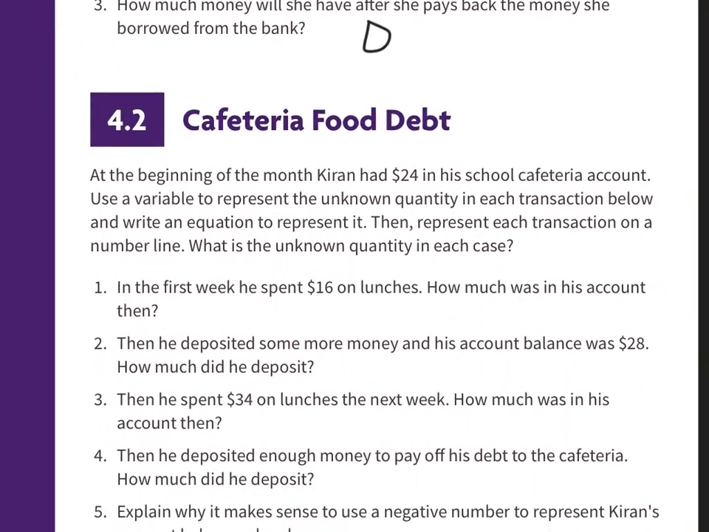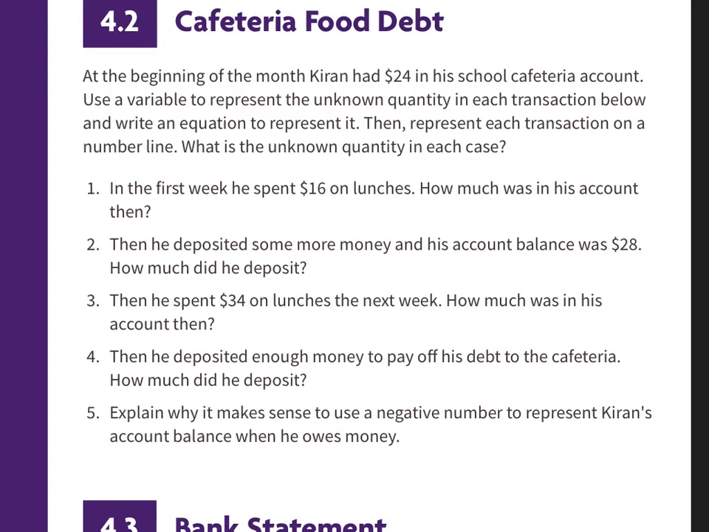At the beginning of the month, Kieran had $24 in his school cafeteria account. Use a variable to represent the unknown quantity in each transaction below and write an equation to represent it. Then represent each transaction on a number line. So we have to write an equation and then solve it. In his first week, he spent $16 on lunches. So we start with 24. He spent $16, which means we're taking it out of his account. So 24 minus 16. In our calculators, 24 minus 16 is 8. So 8 equals X. Okay?